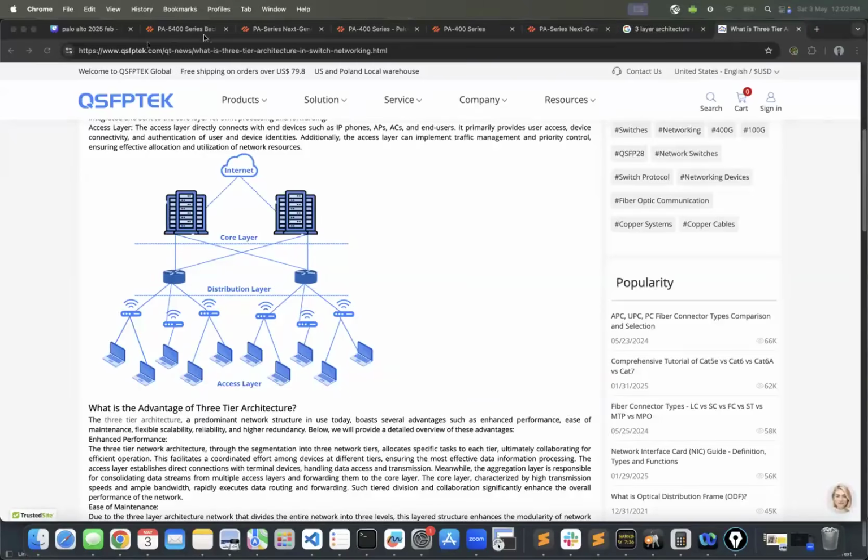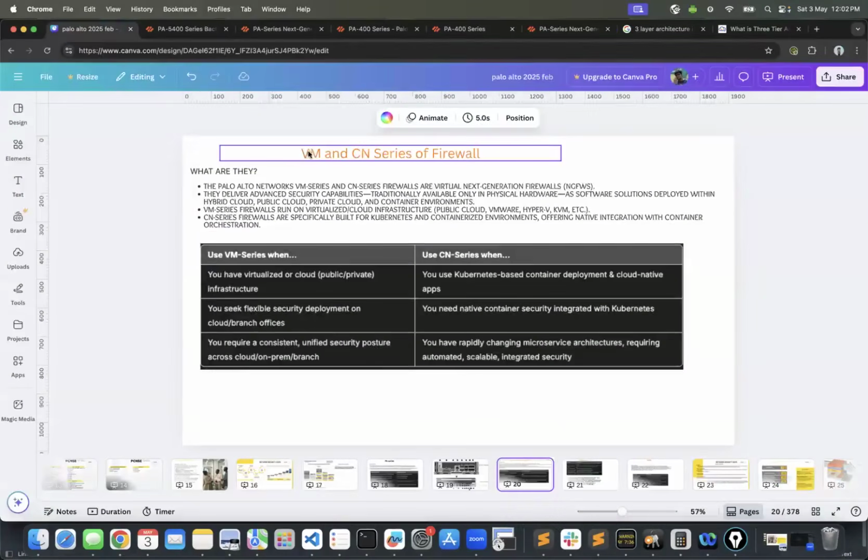Okay, let's go ahead. This is the VM series firewall. 100% of the functionality will be the same as a PA series firewall. Nothing will be changed. Where to use it? Important question. Where you have a virtualized environment, a maximum virtualized environment, use the VM series firewall. If you have some public or private cloud as well, you can use it.